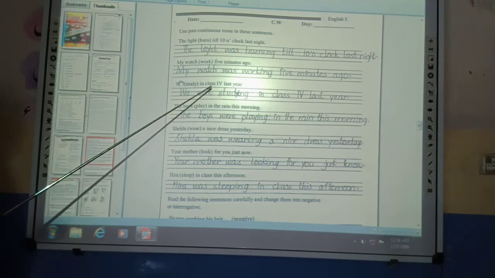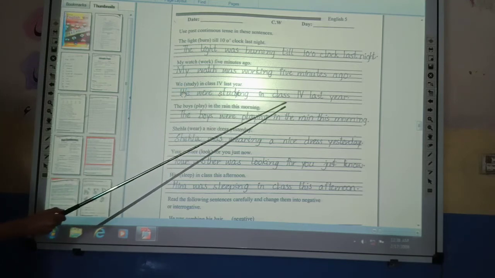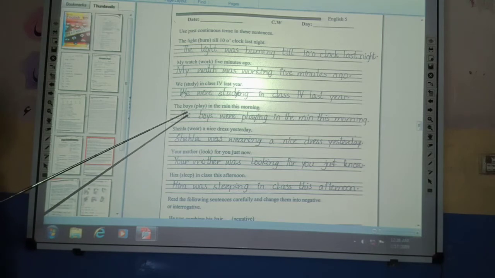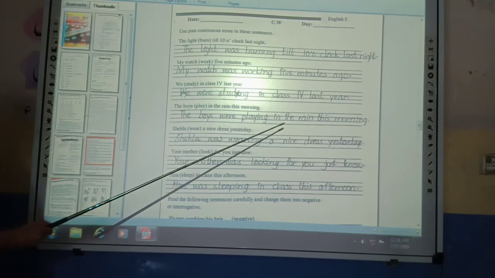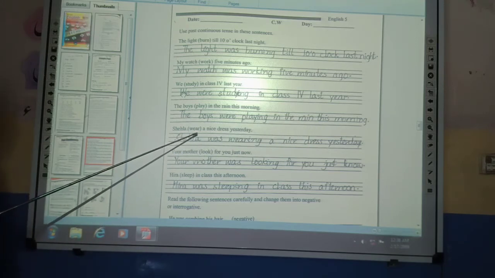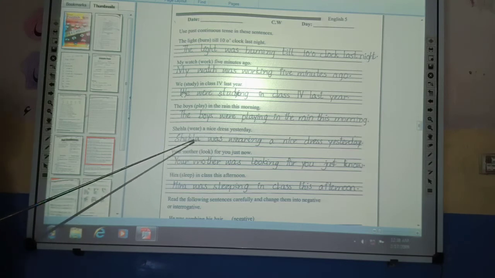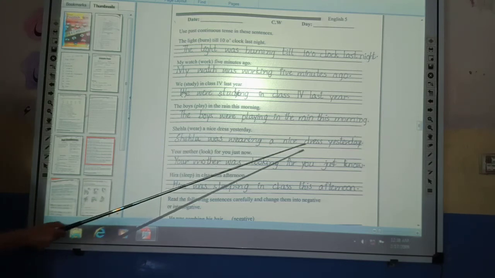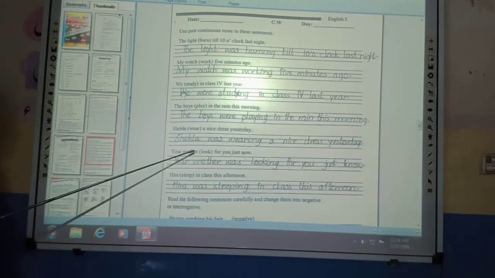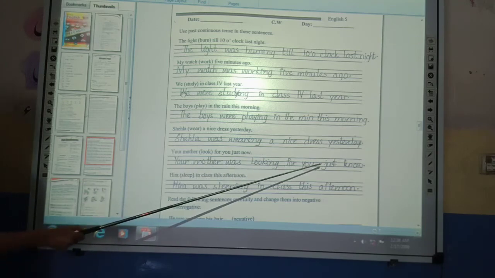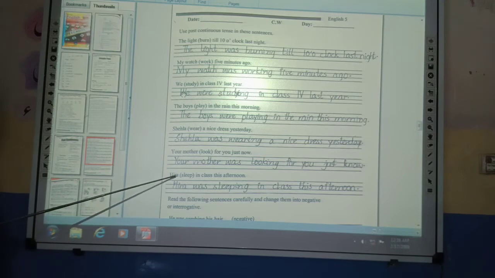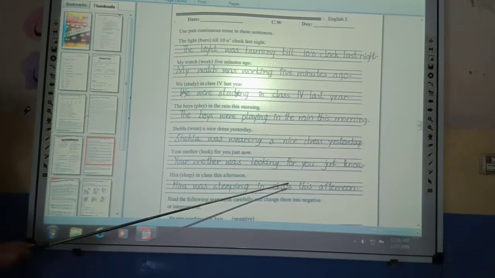We studied in class 4 last year. We were studying in class 4 last year. The boys play in the rain this morning. The boys were playing in the rain this morning. Shehla wore a nice dress yesterday. Shehla was wearing a nice dress yesterday. Your mother looked for you just now. Your mother was looking for you just now. Hira slept in class this afternoon. Hira was sleeping in class this afternoon.